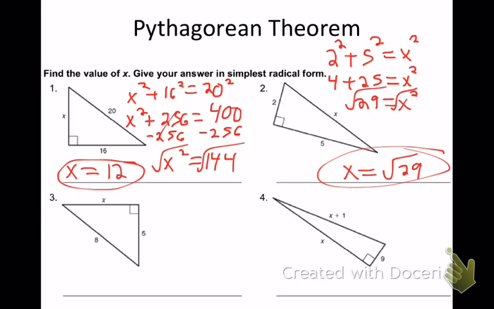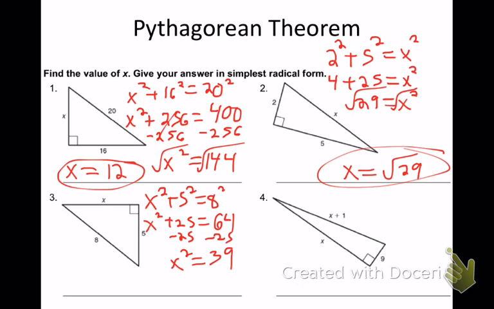3. How do I set up number 3? Chris, what do you got? X squared plus 5 squared equals 8 squared. Very good. What's 5 squared, Chris? 25. So x squared plus 25 equals what's 8 squared? 64. Subtract 25 from both sides. I get x squared equals what, Chris?